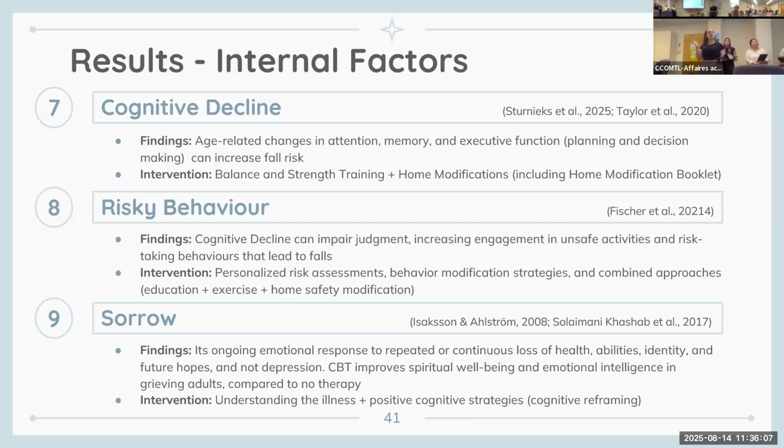Another important thing on the affective side that we wanted to address as well was the idea of sorrow. So sorrow is an ongoing emotional response to repeated or continuous loss of health, abilities, identity, and future hopes. It is something separate from depression. But we think it's important to address because it is a big impact on life when people are having injuries or falling in the hospital. It impacts the way they perceive themselves, the way they perceive the world around them. So it needs to be addressed during fall prevention education.